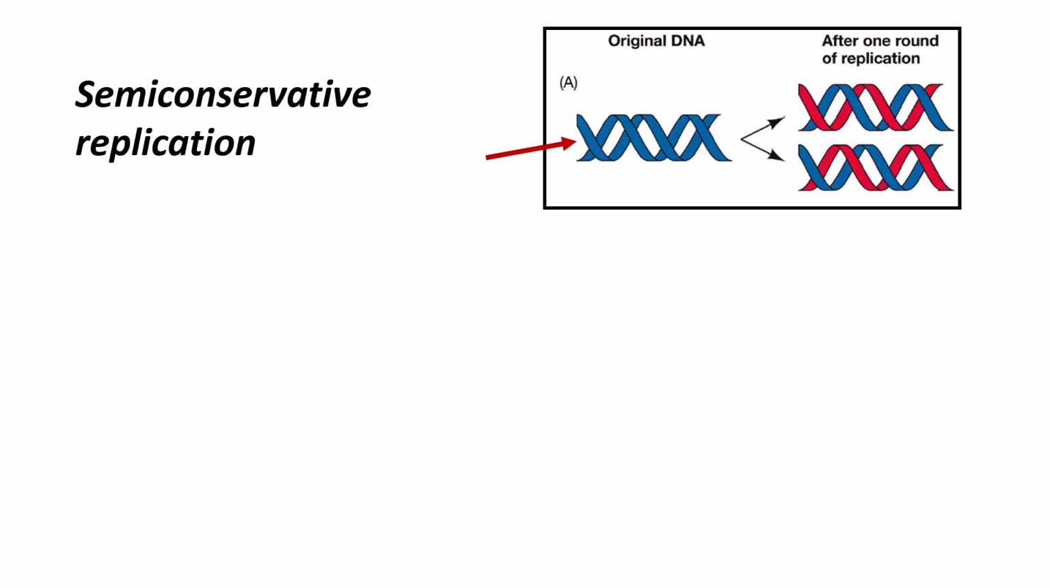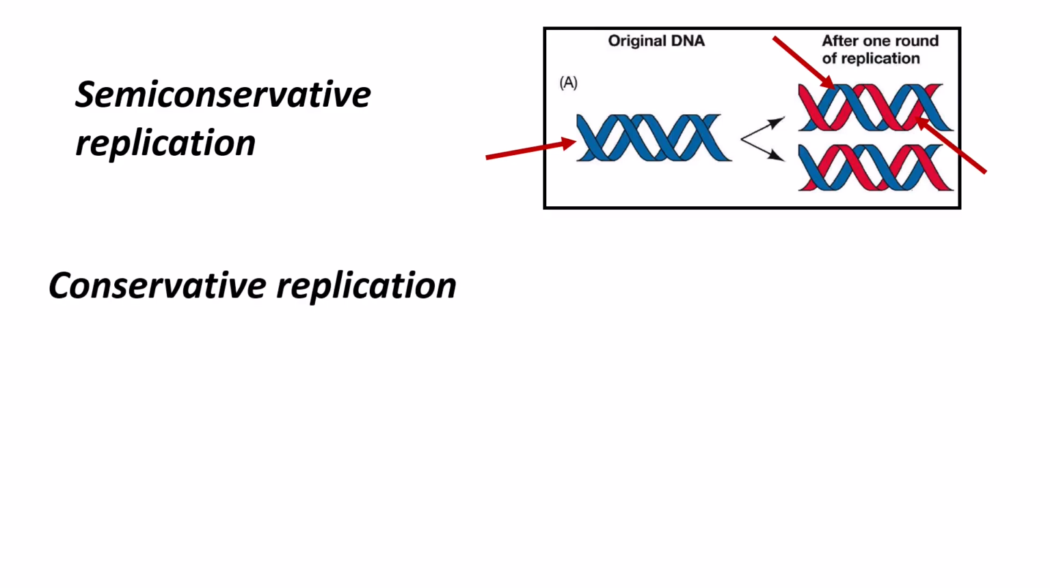As a result, each daughter DNA duplex consists of one parental DNA strand, which here is blue in color, and one newly synthesized strand, which is red in color. This mechanism ensures that half of the original DNA is conserved in each daughter duplex, and hence the name semi-conservative.